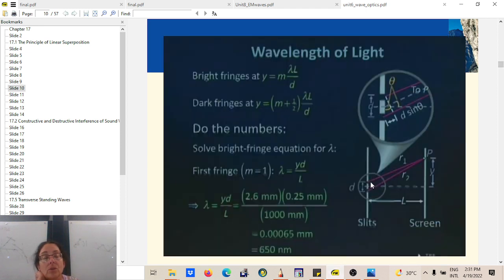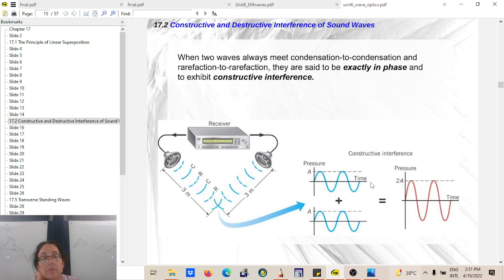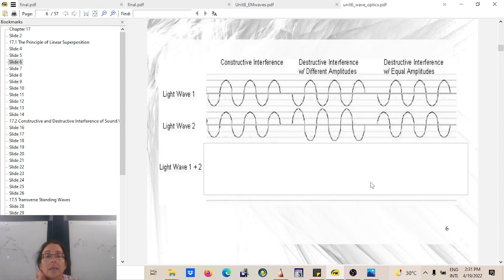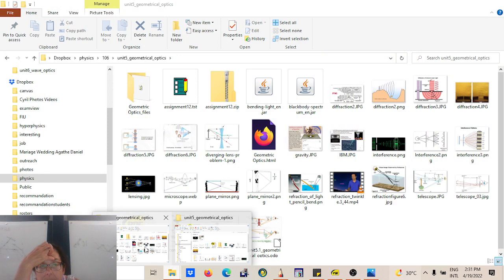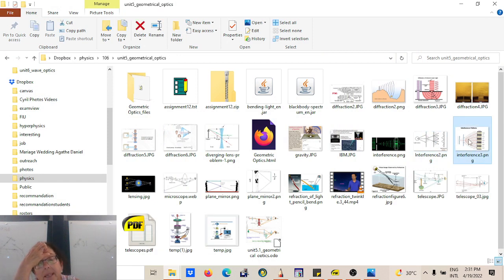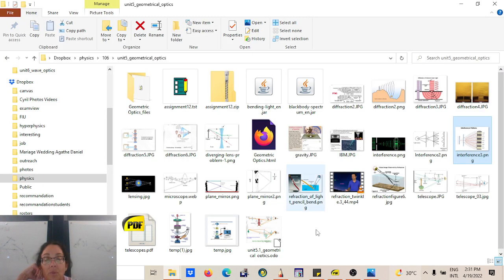Okay, so when you are doing fringes, here or here, you have two sources. The distance between S2 and S1: if it's one wavelength, two wavelengths, three wavelengths, you're going to have a bright line. If it's half a wavelength, 1.5 wavelengths, 2.5 wavelengths, then it's going to be dark. So that's just to explain the math.